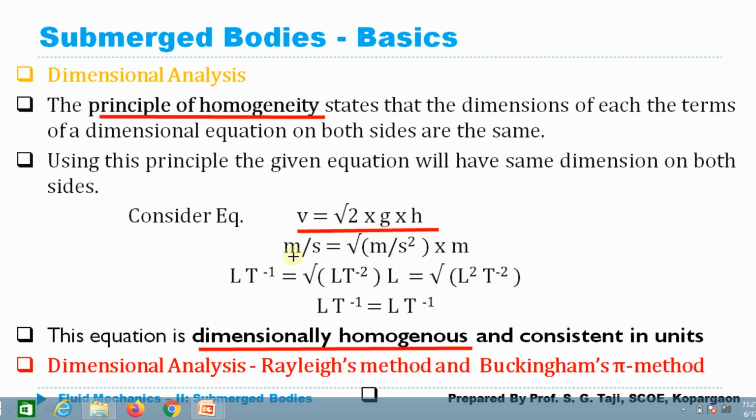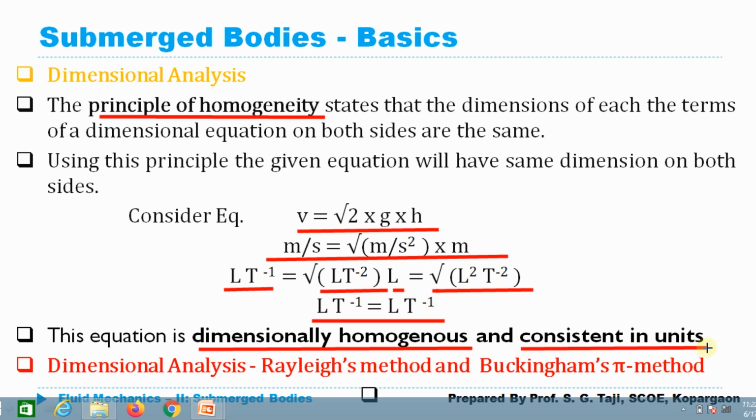I'm going to write it in terms of primary quantities. Meter per second can be written as L divided by T, that is LT inverse, equals under root of, here again meter per second square can be written as length multiplied by T raised to minus 2, and meter again length, so here it is L square under root of L square divided by T square. I can take the square root, and in that case you see my units or quantities on both sides are coming the same. LT inverse is equal to LT inverse. So this equation is said to be dimensionally homogeneous and consistent in units.